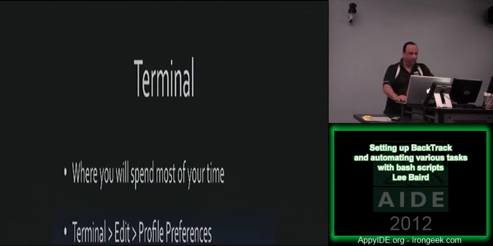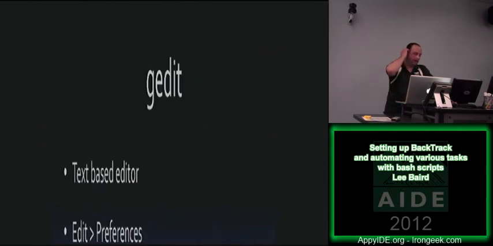So, going through here, setting up the terminal, basically just increasing the font size, making it a lot easier to view. The big thing that you want to check here is the scrolling. I believe by default it's set to 500 lines, which when you're doing a pen test you will run out very, very quickly. So make sure you get that set to unlimited. Gedit is just a text-based editor. Again, a few modifications that I do to make things easier to read.